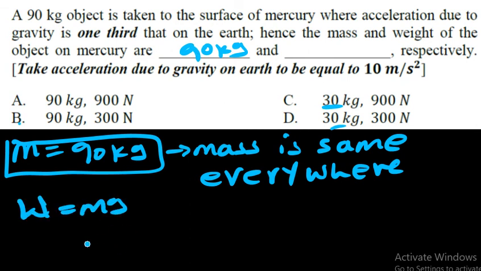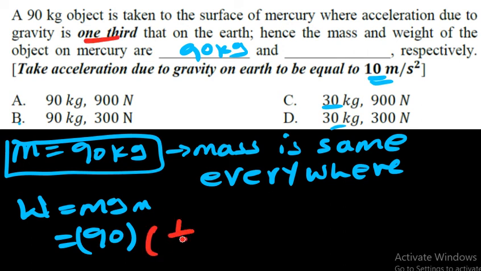The gravity matters. Where is the object measured? On Mercury. The gravity of the Earth is already given to you, 10. So the mass is already 90 times. What about the gravity? I'm not going to take the 10 because it's on Mercury. I'm talking about gravity of Mercury. What is gravity of Mercury? It's 1/3. So I'm going to take 1/3 of the 10.